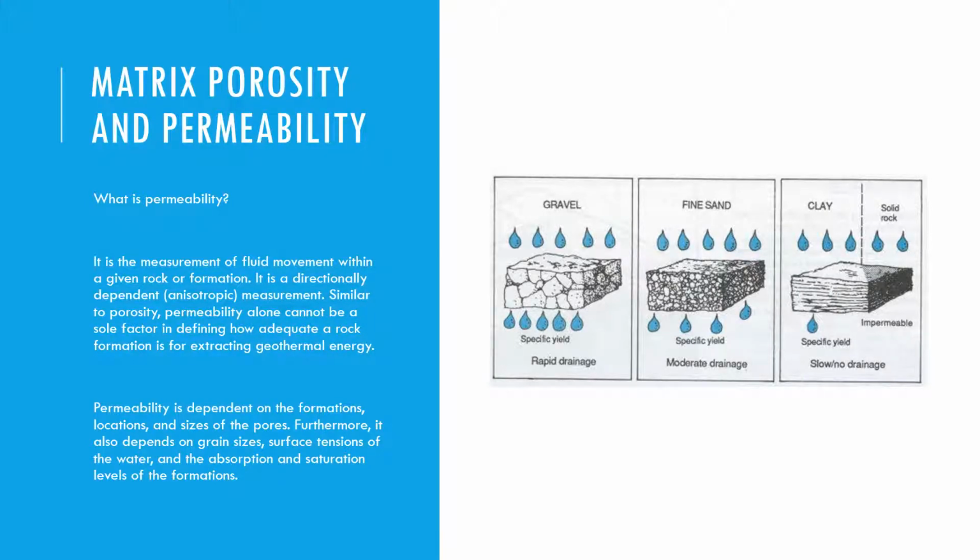So even though gravel and fine sand can have the same overall porosity, so they may have the same open volume within that specific section of a formation, the amount of fluid that flows through it does not necessarily have to be the same just because the pore volumes are the same. And on the far right, you can see clay or solid rock, which is impermeable or has very, very little permeability.